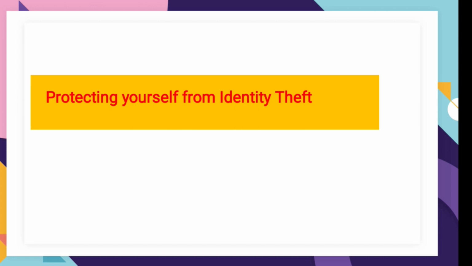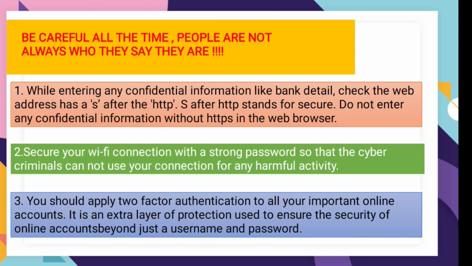The fastest growing crime in the online world is identity theft. Nowadays, every second someone's identity is stolen. The term identity theft refers to the method by which personal information is stolen and misused by attackers. With internet service, cyber criminals are able to access your personal information online. The term cybercrime refers to online or internet-based fraudulent acts such as distributing malicious software or committing identity theft. So be careful all the time. People are not always who they say they are.